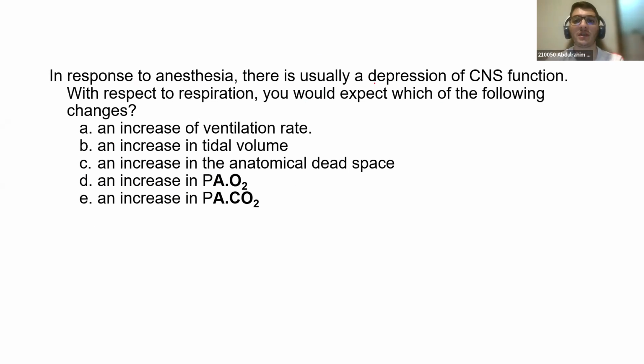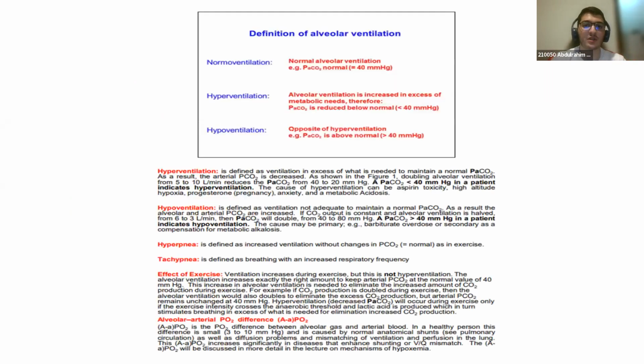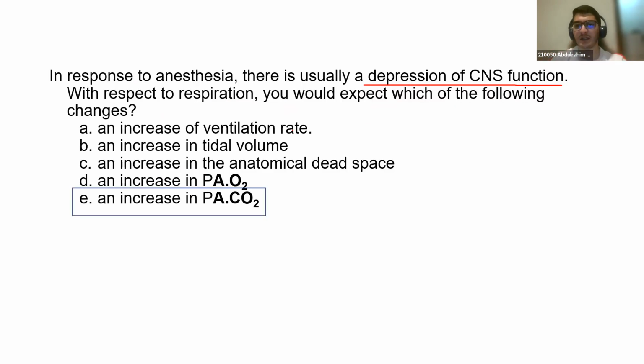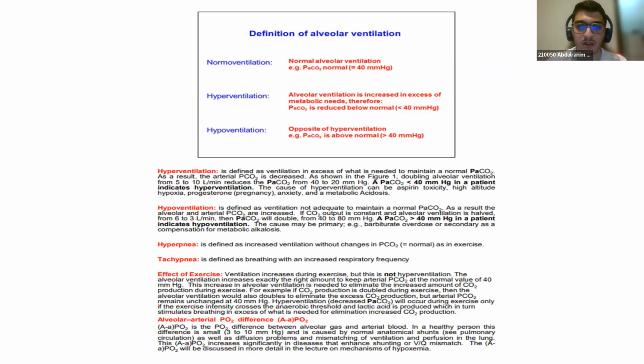Okay, so there's a depression in the CNS. In response to anesthesia, there is usually depression in the CNS. With respect to respiration, what would you expect to change? Excellent. Yes, it's E. Because as we said, ventilation is controlled by the CNS. So there is depression, therefore there is decreased ventilation. And as I've emphasized enough, ventilation is calculated depending on carbon dioxide. Excellent, who said E?